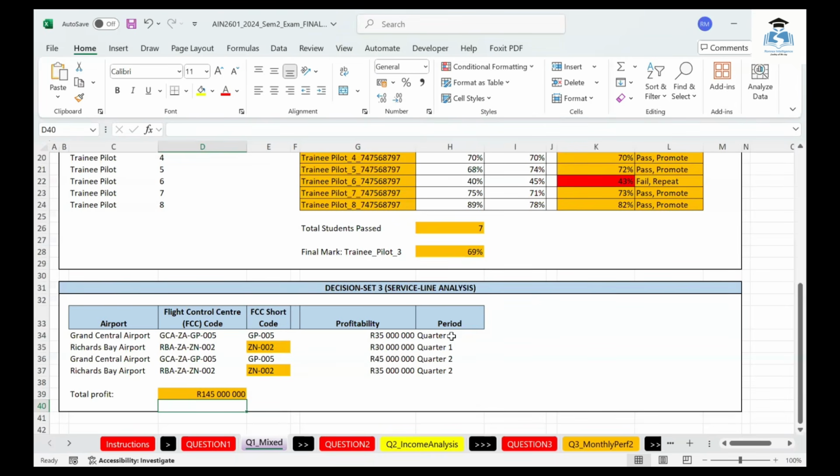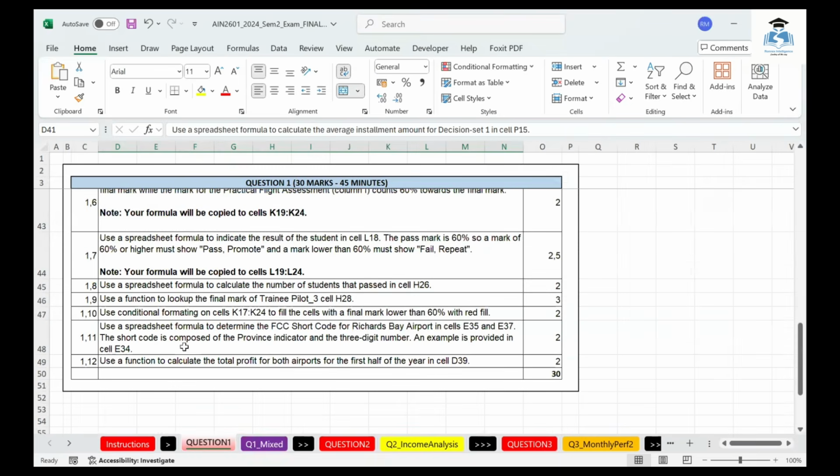So here quarter, so this quarter plus this quarter, it gives you half. So for the first half, this is it for both. Get it? So now after you have done this, you have gotten your 30 marks.